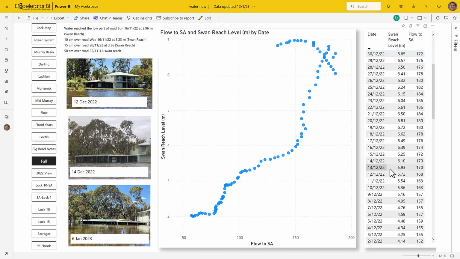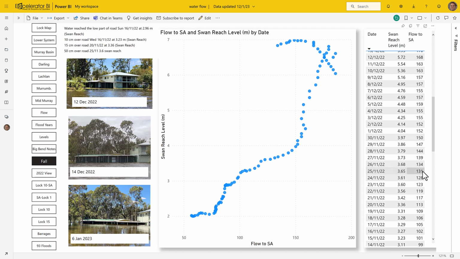At the time, on the 13th of December, the flow to SA was coming through at 170 gigalitres, but don't forget that delay, and I'm calling it about 3 weeks. So basically, you have to go back till about Christmas Day. When the 131 gigalitres flow to SA made its way down through Lock One, through to Swan Reach and Big Bend, when that 131 gigalitres per day hit Big Bend, that's the point that our shacks went under.